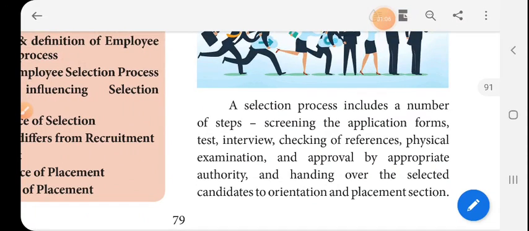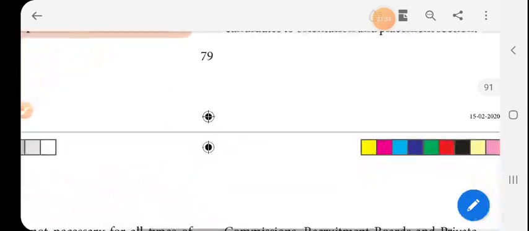A selection process includes a number of steps: screening the application forms, test, interview, checking of reference, physical examination, and approval by appropriate authority, handing over the selected candidate to the orientation and placement sections. So, a selection process includes a number of steps. In this lesson, we are going to see about the steps in the employee selection process.